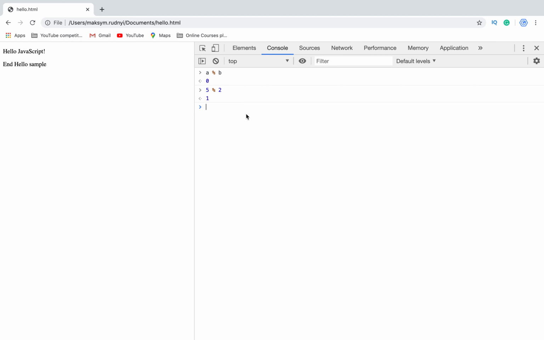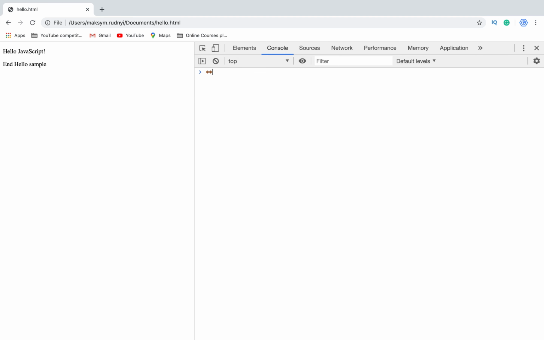The same case, A divided by 3, we have 2. In this case we have 0. The next operator is exponential.